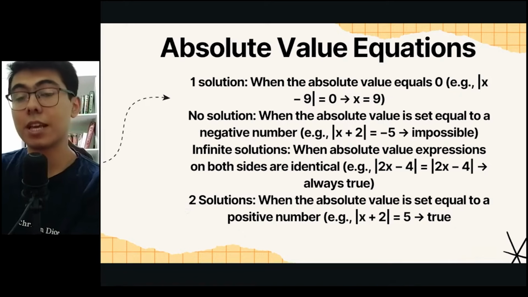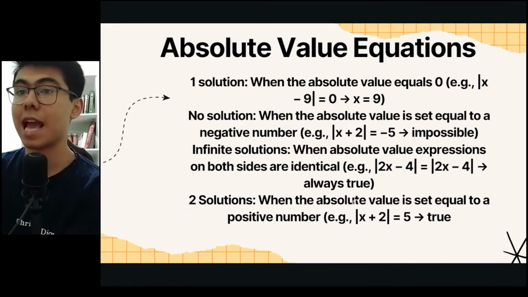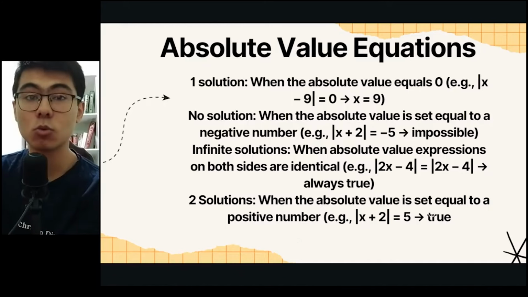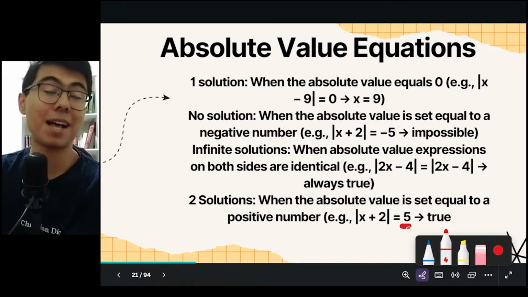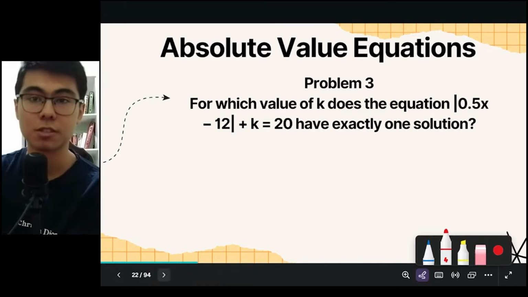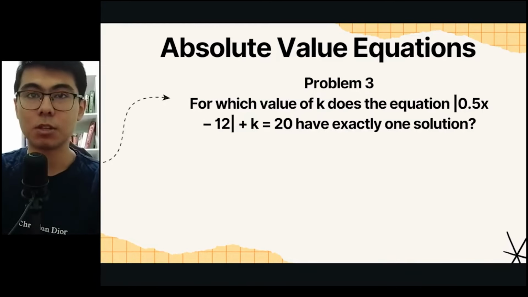And also, absolute value equations have two solutions when the absolute value is set equal to a positive number. So in this case, |x + 2| = 5. So 5 is a positive number, so there are two solutions. Now let's have a look at this problem.